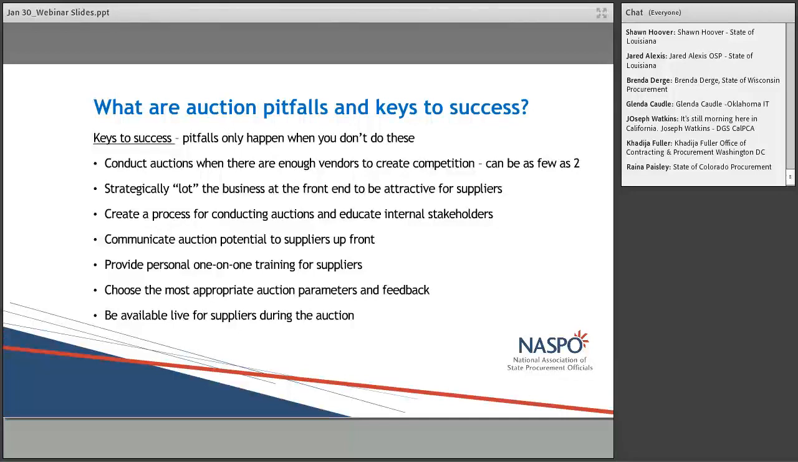We choose the most appropriate auction parameters and feedback, so there's not a cookie-cutter auction format that we use for every type of auction. We sit down and strategically discuss what type of auction format is best for that particular auction. And then finally, like I already mentioned, we're available for the suppliers during the auction. So they can get a hold of us if they have a problem, if they have a question, if they lose connectivity, whatever it is that they need to call us about, they can get a hold of us.